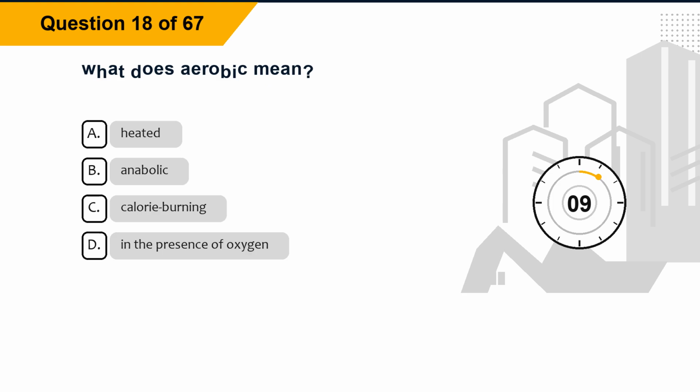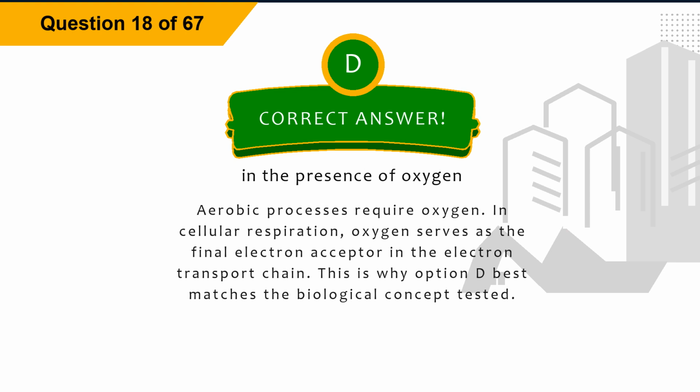Question 18. What does aerobic mean? Option A, heated. Option B, anabolic. Option C, calorie burning. Option D, in the presence of oxygen. The correct answer is option D, in the presence of oxygen. Explanation: aerobic processes require oxygen. In cellular respiration, oxygen serves as the final electron acceptor in the electron transport chain. This is why option D best matches the biological concept tested.